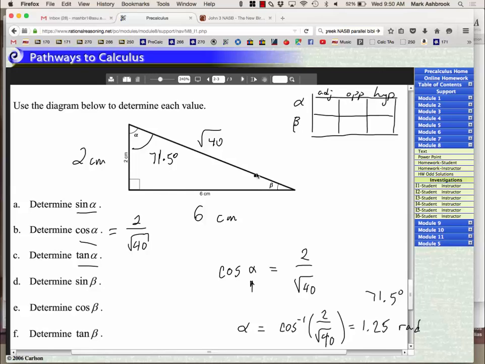The sum of angles in a triangle is 180. So this will be 18.5. So you could use arc sine or arc cosine to get the 18.5, or you could just do 180 minus the rest of the angles. Okay, questions on this problem?